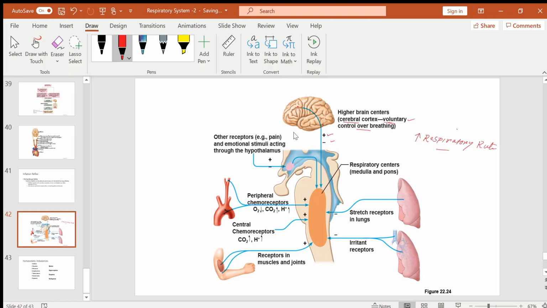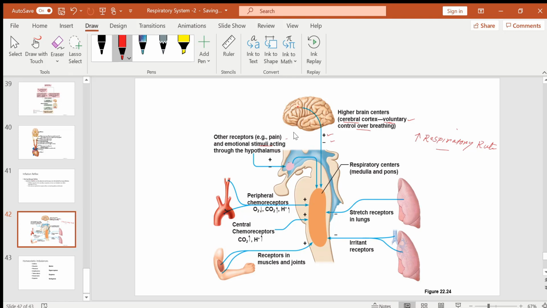Then in the hypothalamus, you have the pain and emotional area that can change the breathing. If you get strong pain, then the breathing pattern changes. In a high emotional state, the breathing changes.